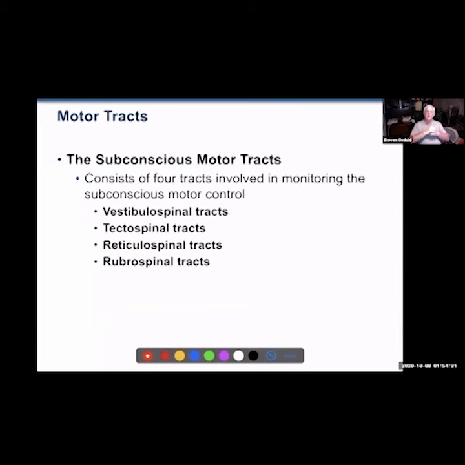Subconscious motor tracts have 4 tracts that are monitoring subconscious motor control. They have the vestibulospinal tract, the tectospinal tract, the reticulospinal tract, and the rubrospinal tract. Those are the 4 tracts of the subconscious motor control system.